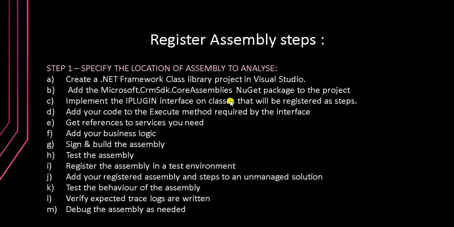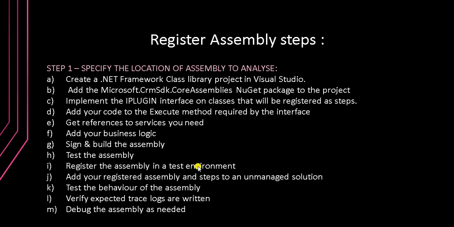Implement the IPlugin interface on classes that will be registered as steps. So the IPlugin interface should be used within that class in which we are writing our C# code inside Visual Studio. That is most important. Add your code to the Execute method required by the interface. The Execute method is used to execute any particular action which is referenced within a class. Get references to the services you need, depending on your code. Add your business logic, whatever logic you want to give inside that code. Sign, build assembly, test assembly. This comes inside Visual Studio software only.